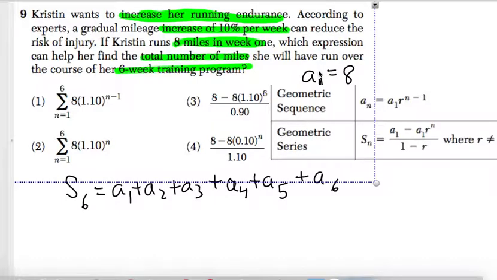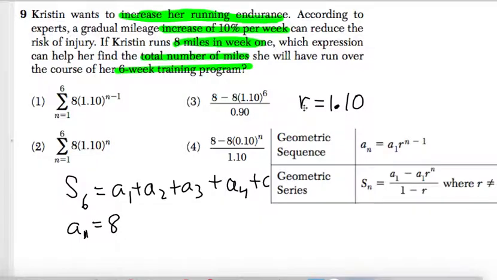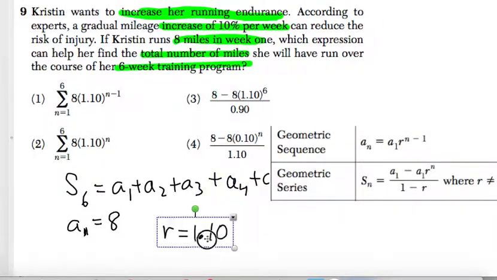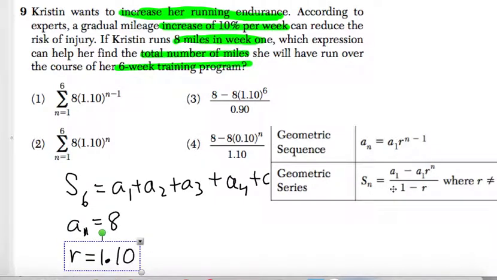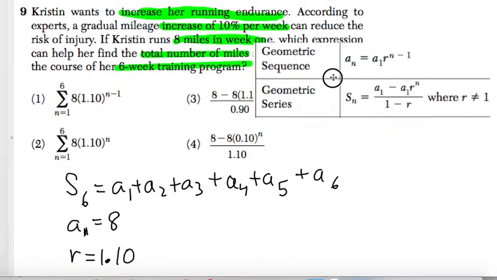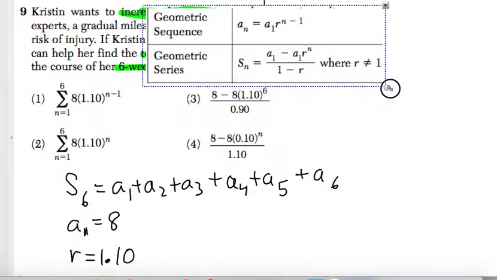All right, the geometric series is the sum of the terms in a sequence, right? And the geometric sequence formula, all that's saying is what do you have to do to get the nth term? So to get a2, I would substitute 2 for n, where a1 is 8 and the ratio is 1.10, right? So we got the question. I'm gonna make this a little smaller for now.